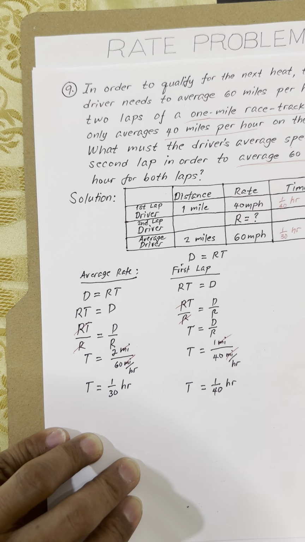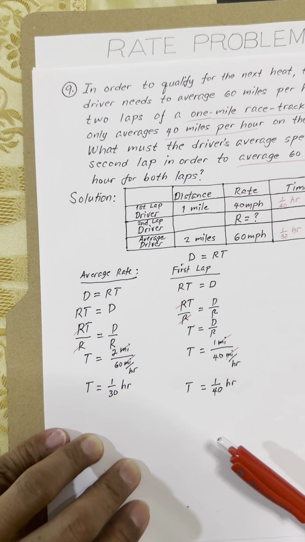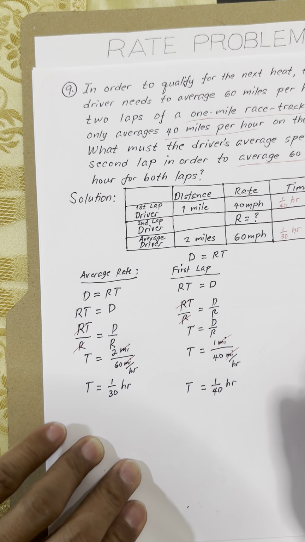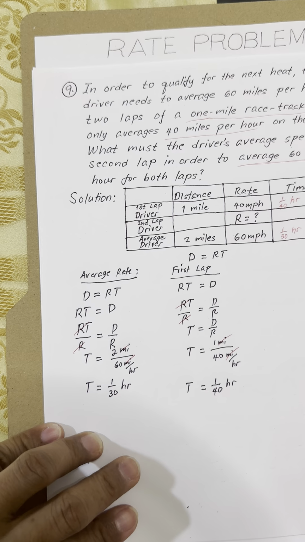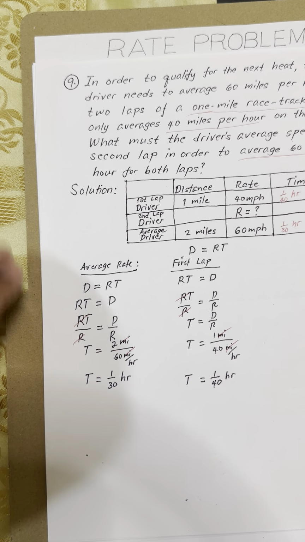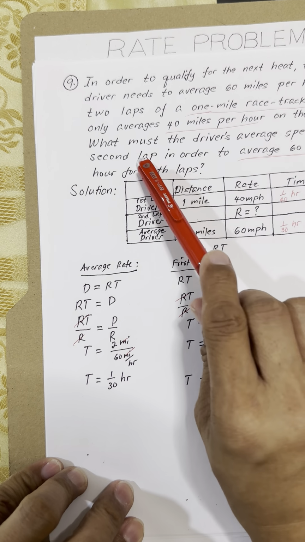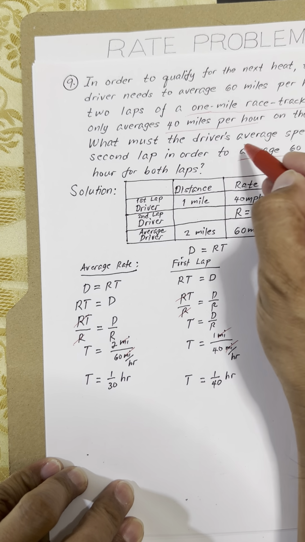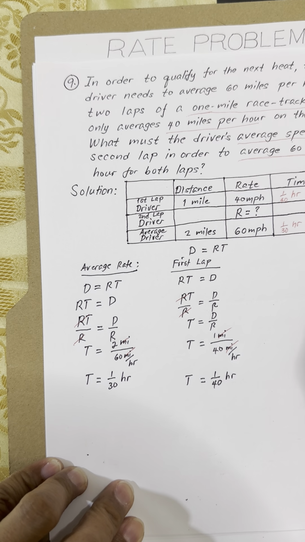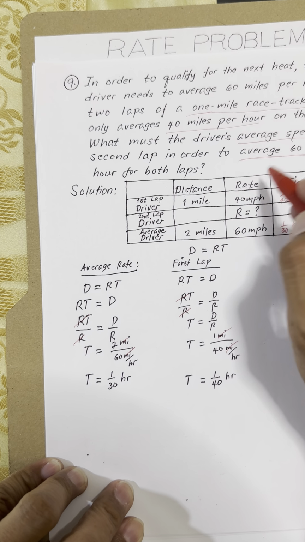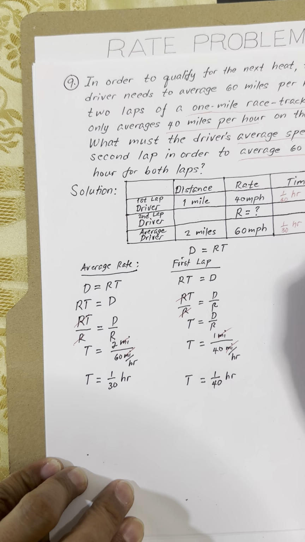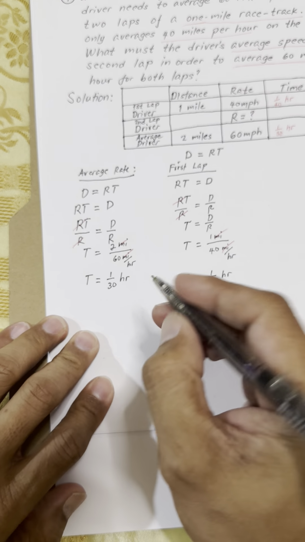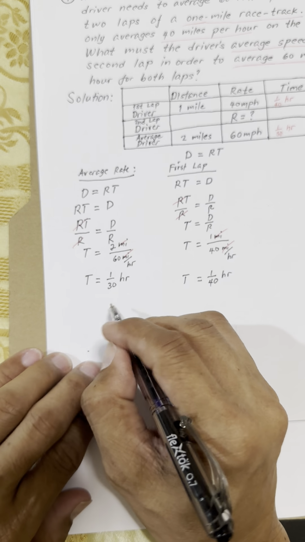So actually, it's not necessary, but just to show you, while figuring out how to solve this problem, you can do this also. Actually, the equation that you need here is just this one. So it says, what must be the driver's average speed for the second lap in order to average 60 miles per hour for both laps? So actually, the direct solution for this is something like this.